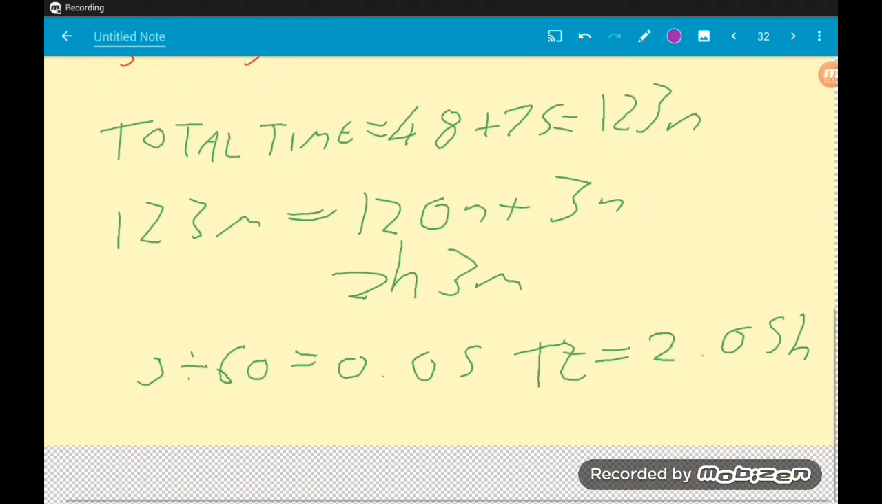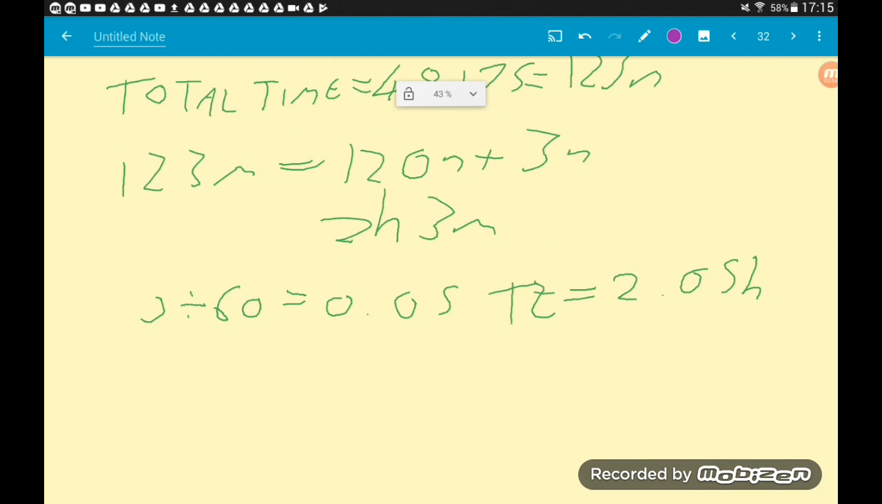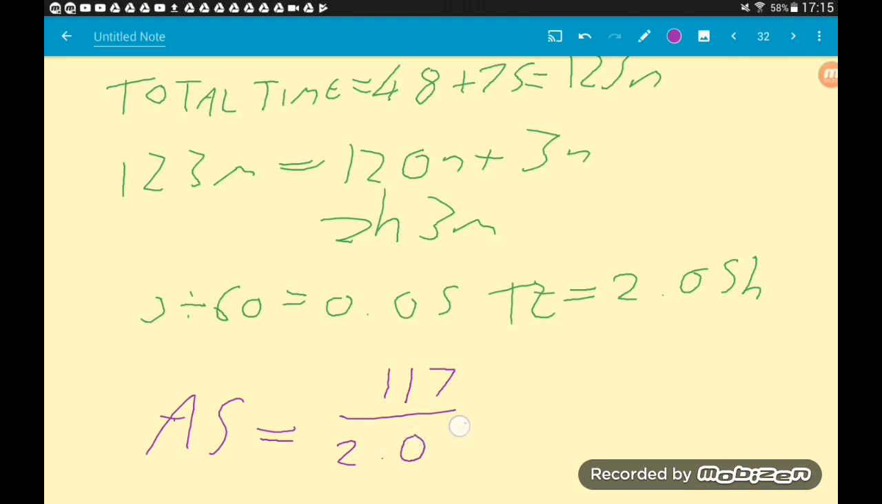So we can now work out his average speed. So his average speed for the whole journey was, well, we know his total distance was 117 kilometres divided by 2.05 hours, which gives us, to the nearest kilometre, 57 kilometres per hour. That was not a very nice question. Hope you followed it alright, guys.